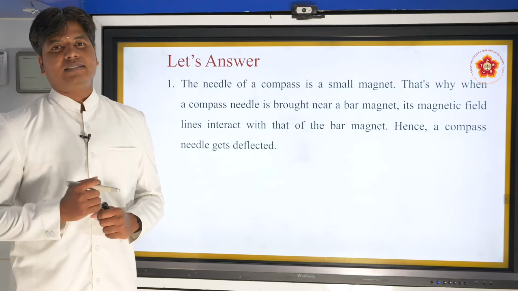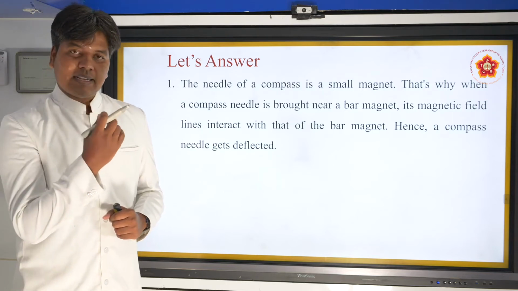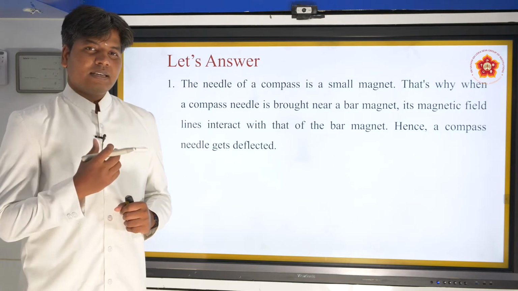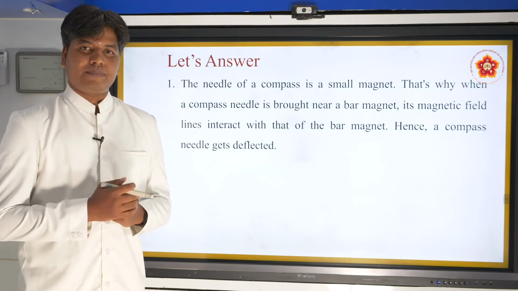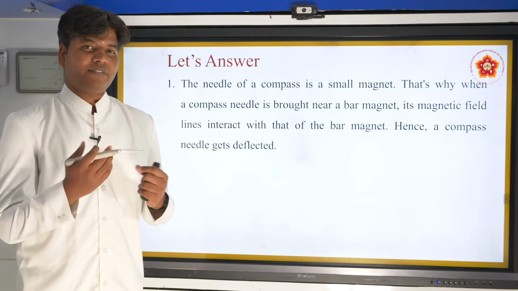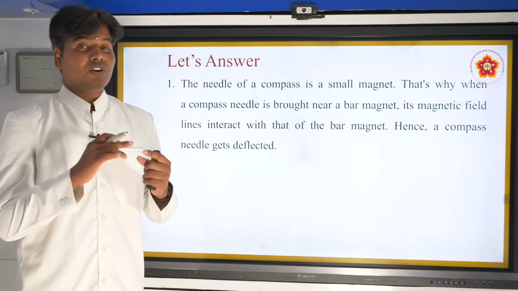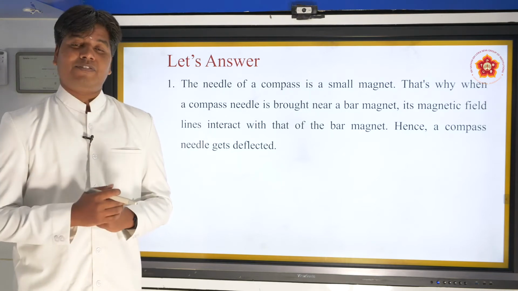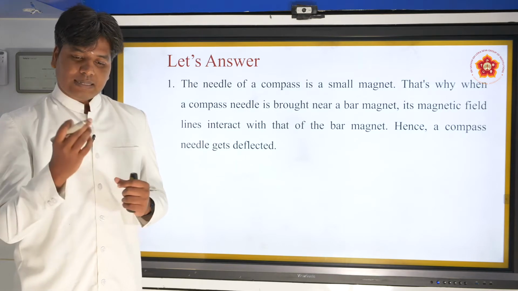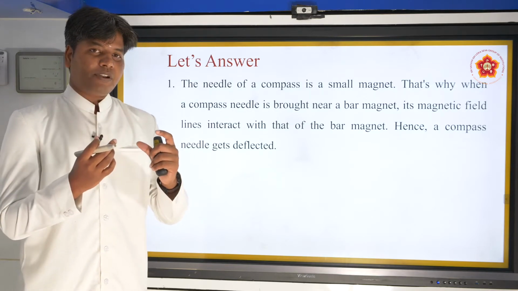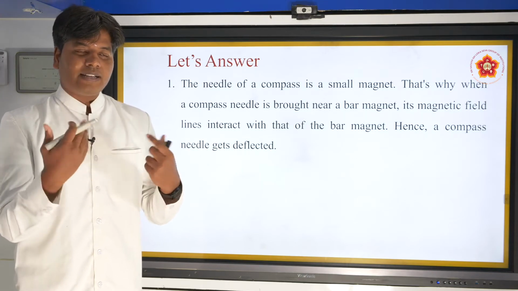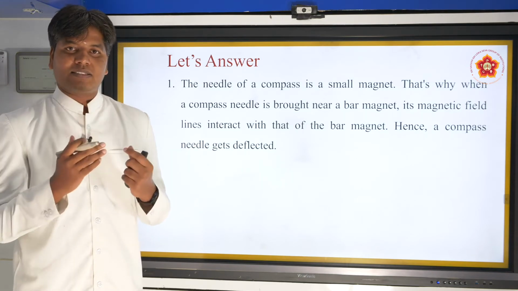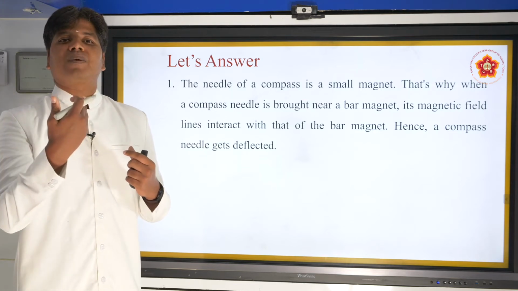What it tells is, the magnetic needle in the compass also has magnetic field lines, right? Because it is a magnet. Every magnet has magnetic field lines, and the bar magnet also has its own magnetic field lines. When this compass comes under the influence of the bar magnet, it gets caught up in those magnetic field lines, hence it gets deflected.